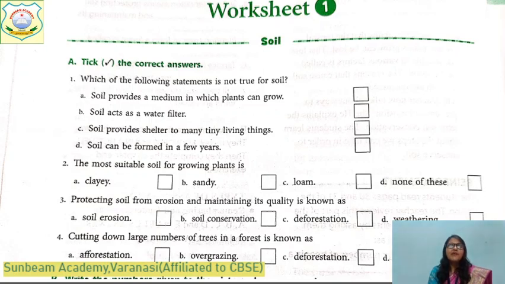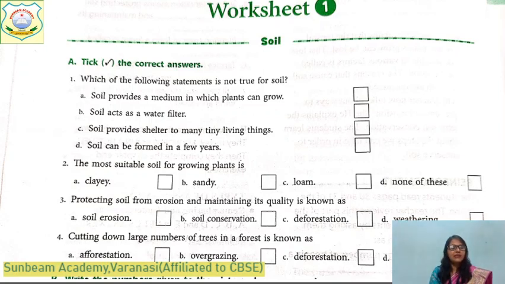Now come to the C. Soil provides shelter to many living things. Yes, this is also true. Then which statement is not true? We have to find out the statement which is not true. Soil can be formed in a few years. Yes, this is the wrong statement about soil. Millions of years take place to make formation of soil. Na? So you will take out the answer D. Which answer you will take out? D. D is not true for the soil.